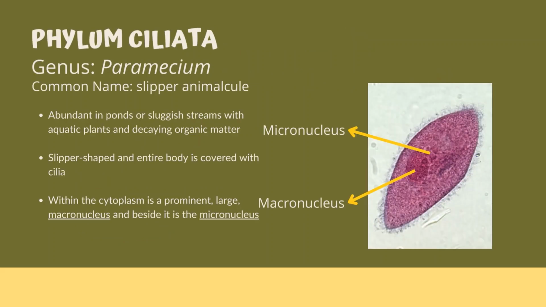Its genus is Paramecium, and the common name is slipper animalcule. Abundant in ponds or sluggish streams with aquatic plants and decaying organic matter, it is slipper-shaped and the entire body is covered with cilia. Within the cytoplasm is a prominent large macronucleus, and beside it is a micronucleus, as seen in the image.